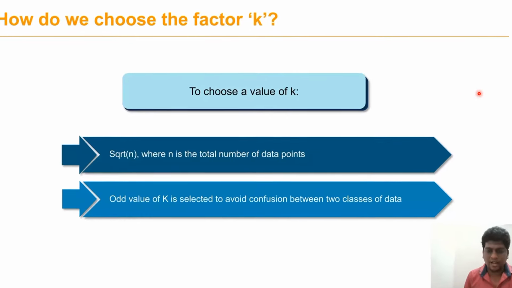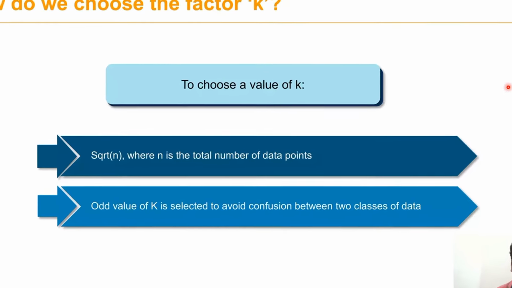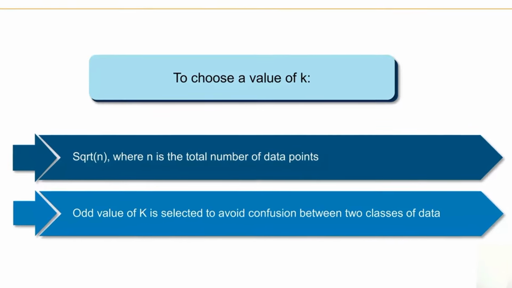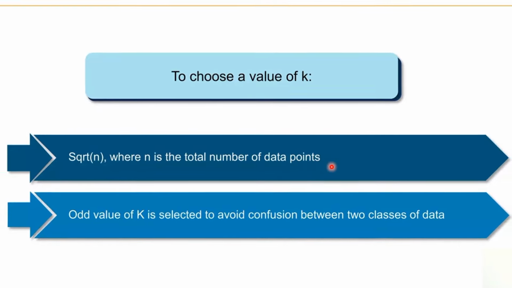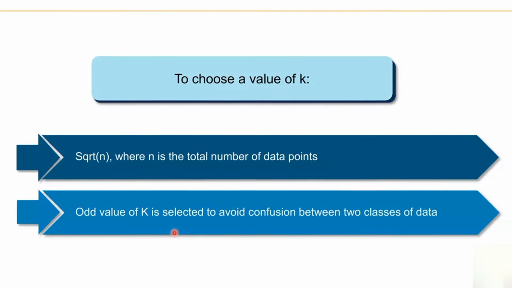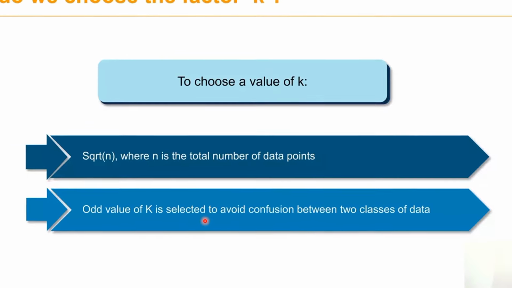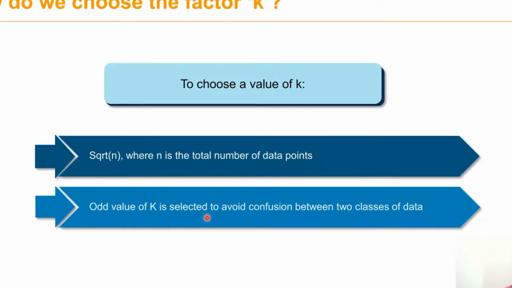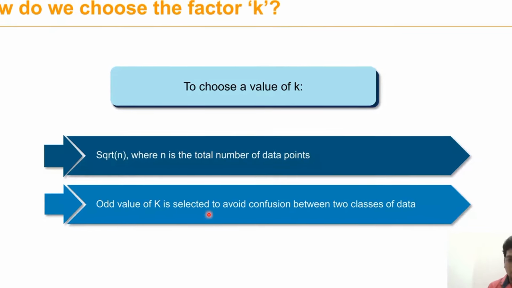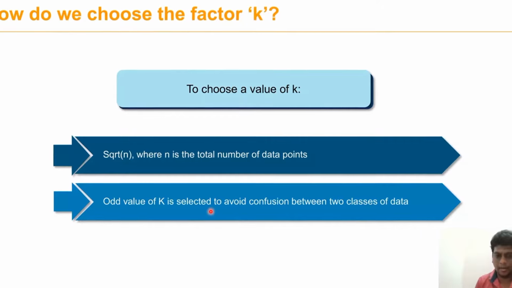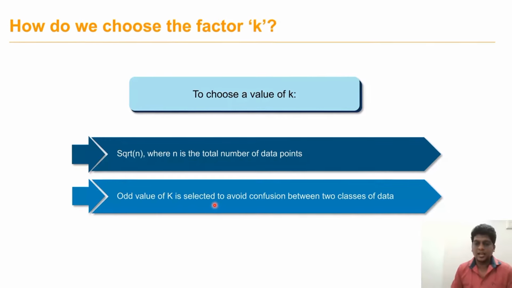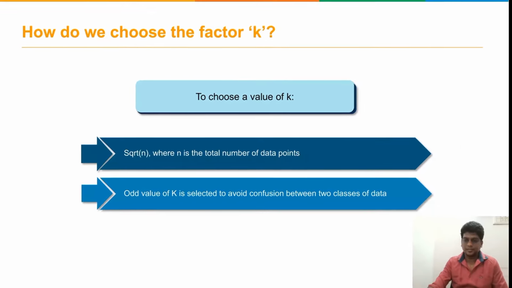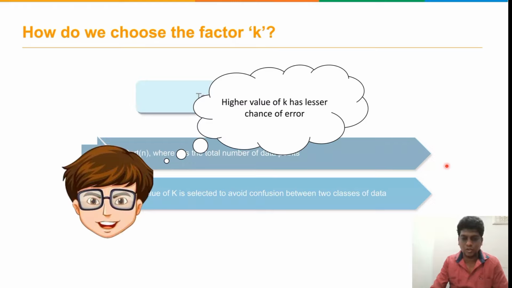To choose the value of k, we have to note two main important parameters. Number one is the square root of n. N represents the total number of data points present in it, and the k value should always be an odd number to avoid confusion between two classes of data. So while choosing k, it should be an odd number, and we have to find the value of the square root of n, which is the total number of data points. So to reduce the error, we have to choose the value of k as high as possible.